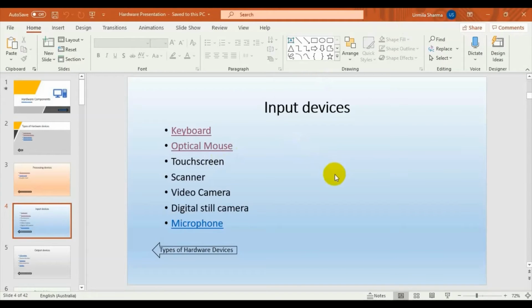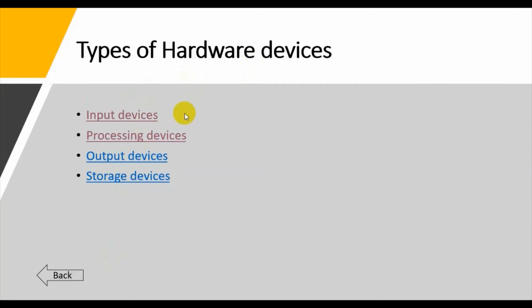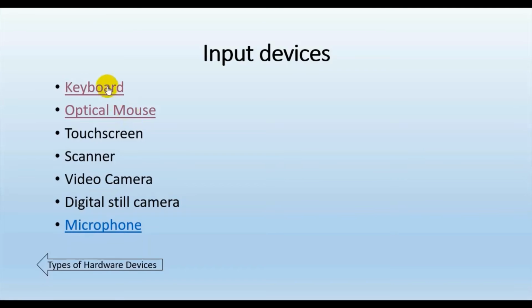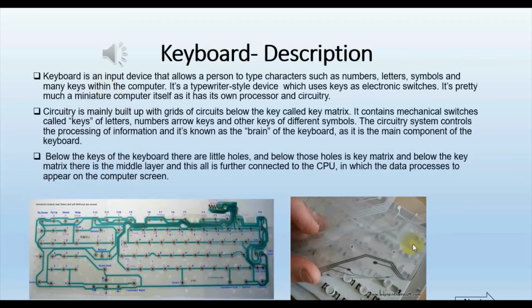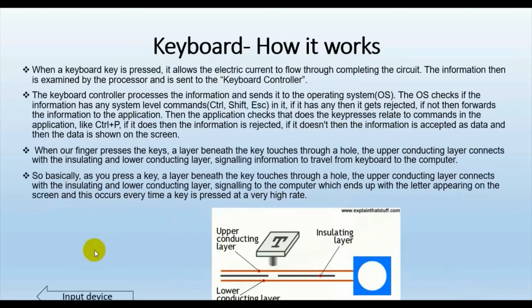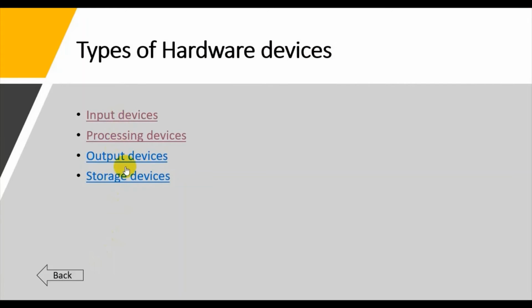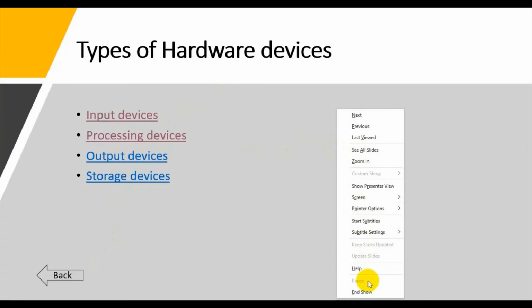This is a presentation, an interactive, two-way interactivity in this presentation. So if you want to have a look at any of the hardware devices, for example, the input device, and you want to look at the keyboard, you can go and have a look at it. And then go back to the input devices, and you can have a look at the other ones, go back and look at the other types of hardware devices. So a two-way interactivity in this particular task.